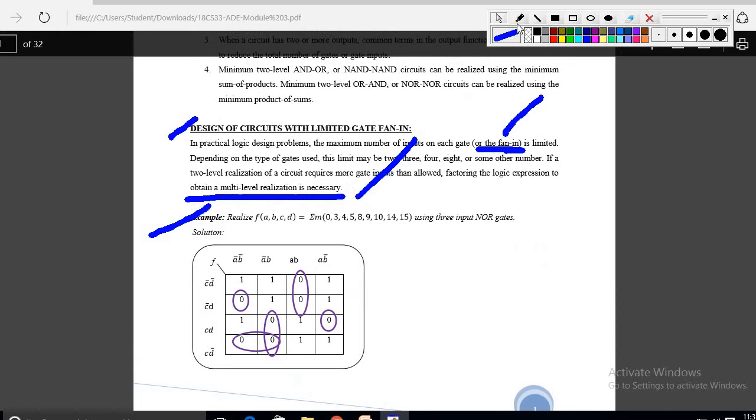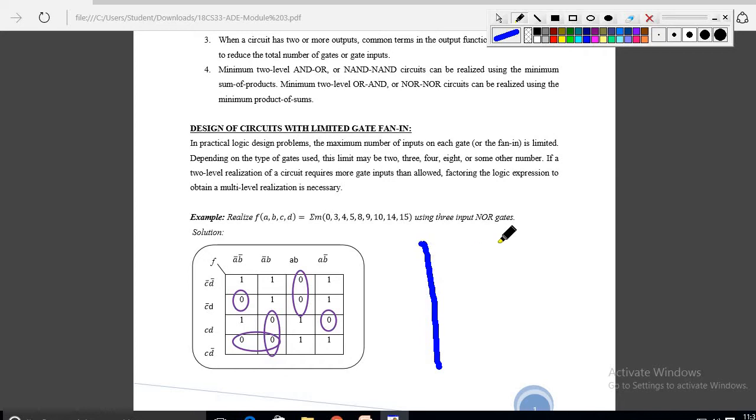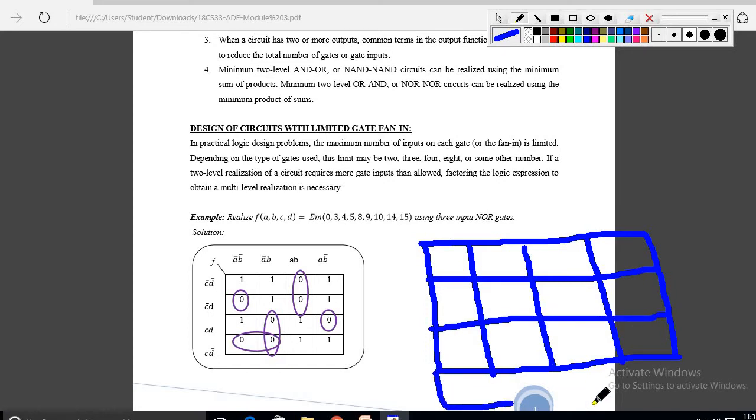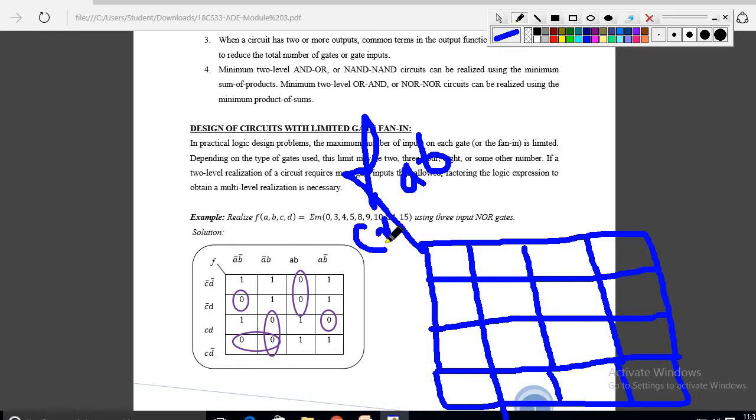I am writing the same truth table of this particular diagram here, so please be careful. The function f: here it is AB, because there are four inputs, and here I am using CD. Is it clear?